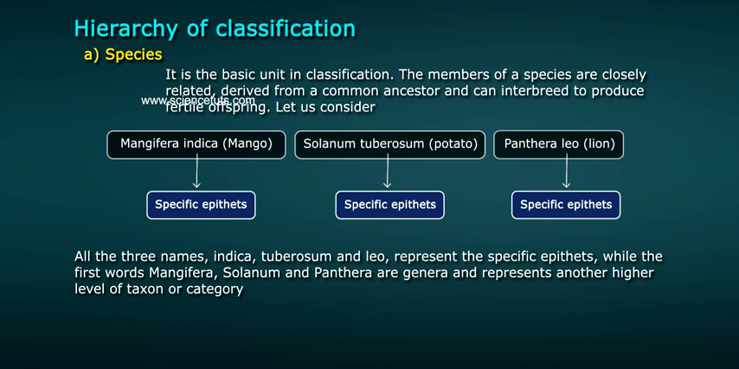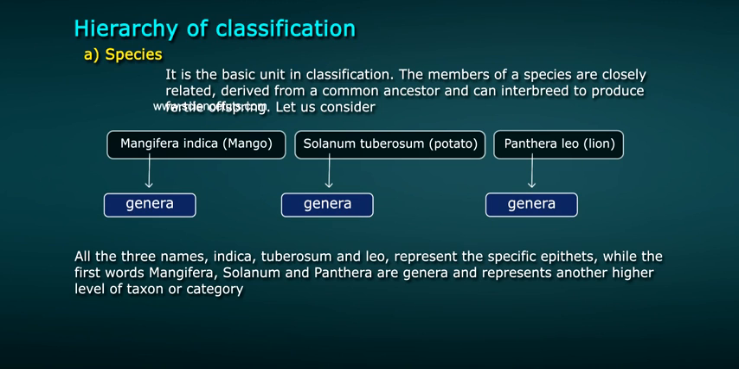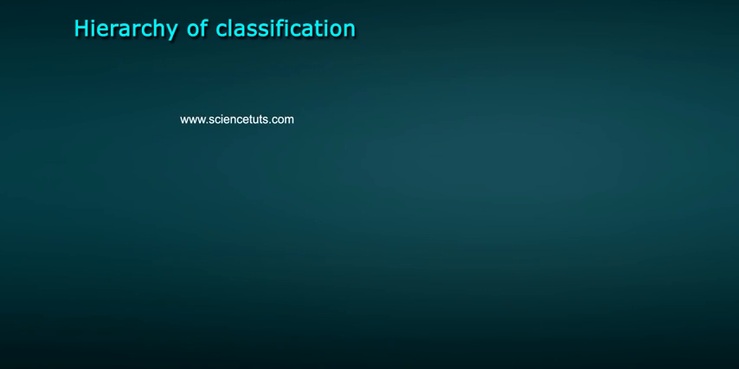All the three names, indica, tuberosum, and leo, represent the specific epithets, while the first words, Mangifera, Solanum, and Panthera, are genera and represent another higher level of taxon or category. Each genus may have one or more than one specific epithets, representing different organisms but having morphological similarities.